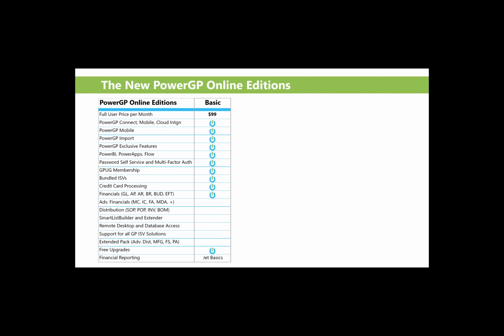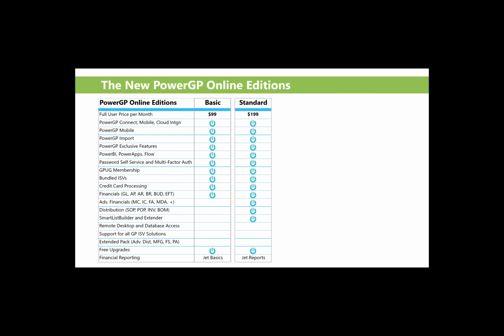Okay, so basic edition, it's $99 for a full Dynamics GP user. It is web client only. So the web client I showed you earlier, that's the client that you would have to use. Your traditional desktop client isn't available in this edition. You do not get direct SQL database access. So you're sharing with others. It's truly multi-tenanted. It includes free upgrades. It includes bundled ISVs like Rockton SmartBill. It includes a GPUG membership and all the cool stuff I've shown you already. And then Jet Basics, which is the free version of Jet, would be included in that for your financial reports.